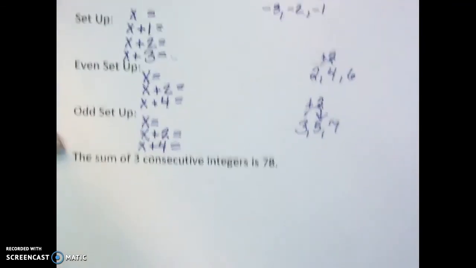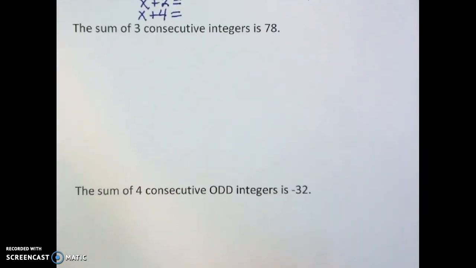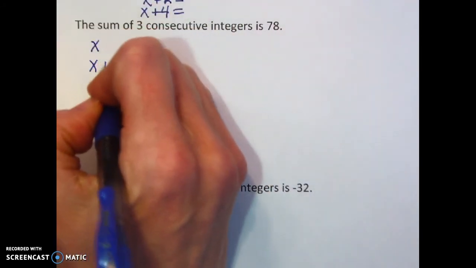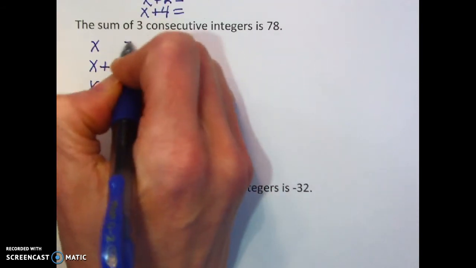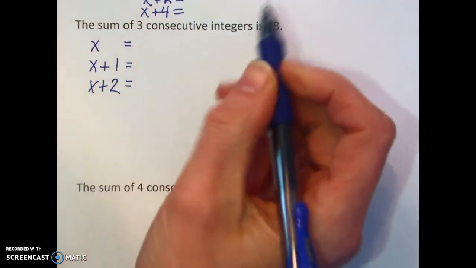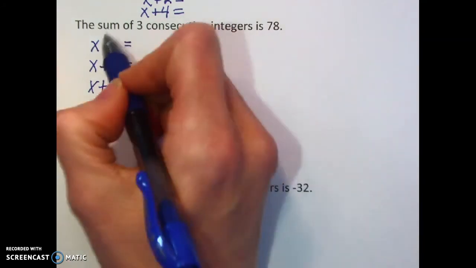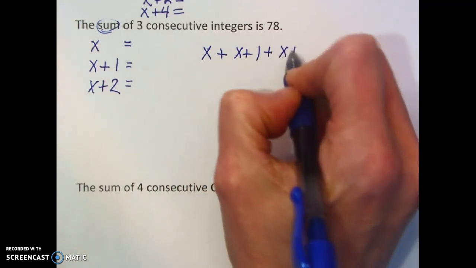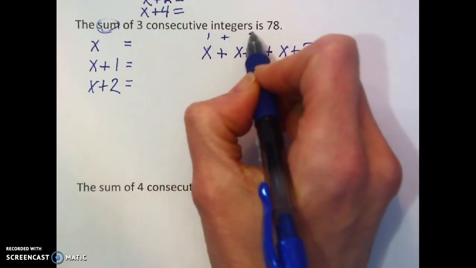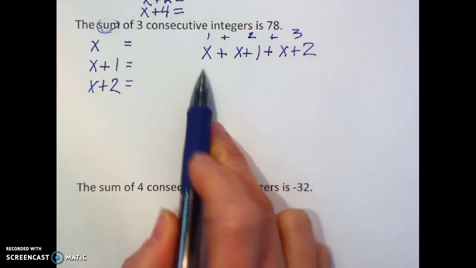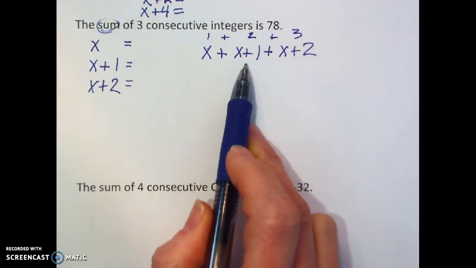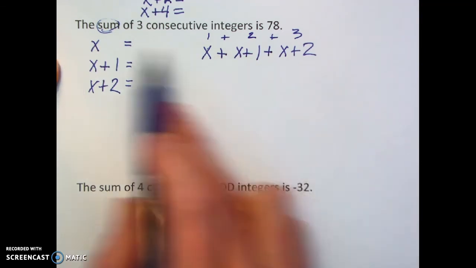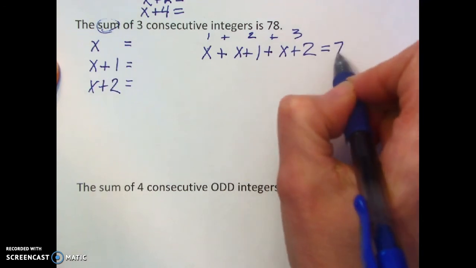So let's try a couple of these. The sum of 3 consecutive integers doesn't say even or odd, so we just have our x, x plus 1, x plus 2 setup. The sum of them, sum means we're going to add them. Add the 3 consecutive integers. First plus second plus third. First consecutive integer was x, second is x plus 1, and third is x plus 2. Now it says the sum of these add up to 78.